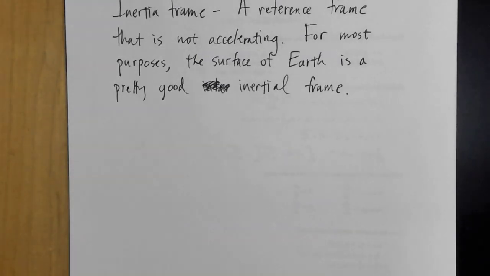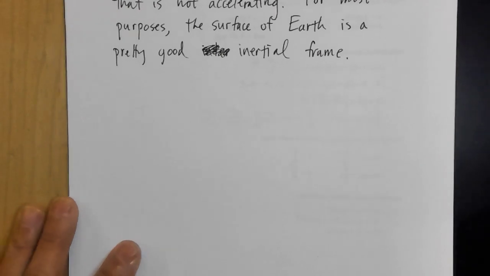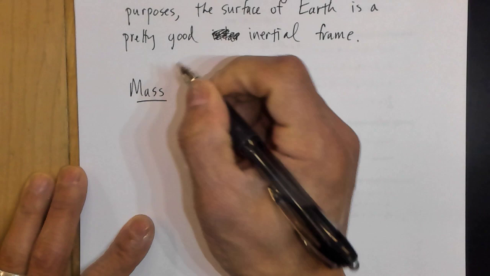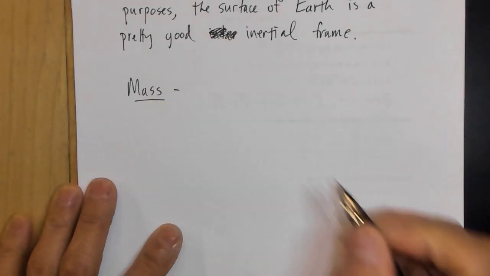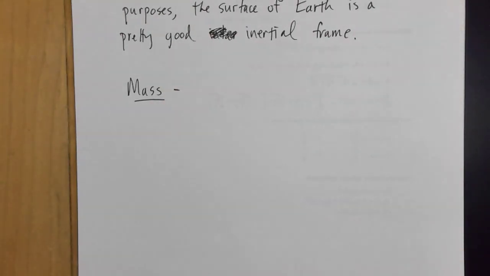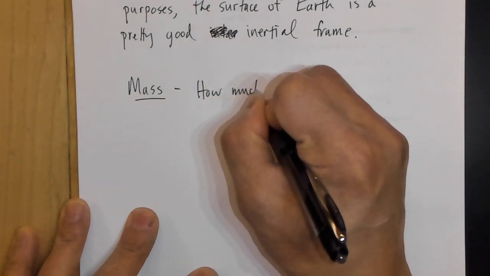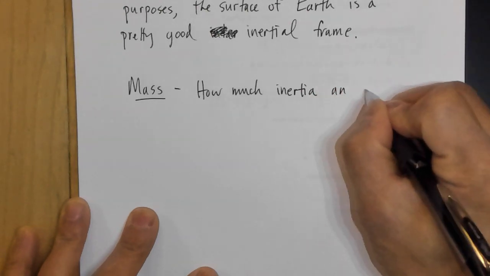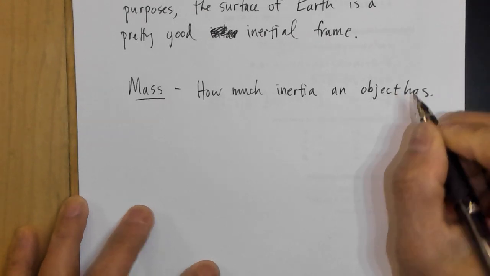Okay. Next thing I want to define is more something you already know. So it's mass. Mass. And it's very important. Okay? And I'm going to give you a total cop-out definition. I'm going to connect it to another thing I didn't really define well. And it's basically how much inertia an object has. Okay?